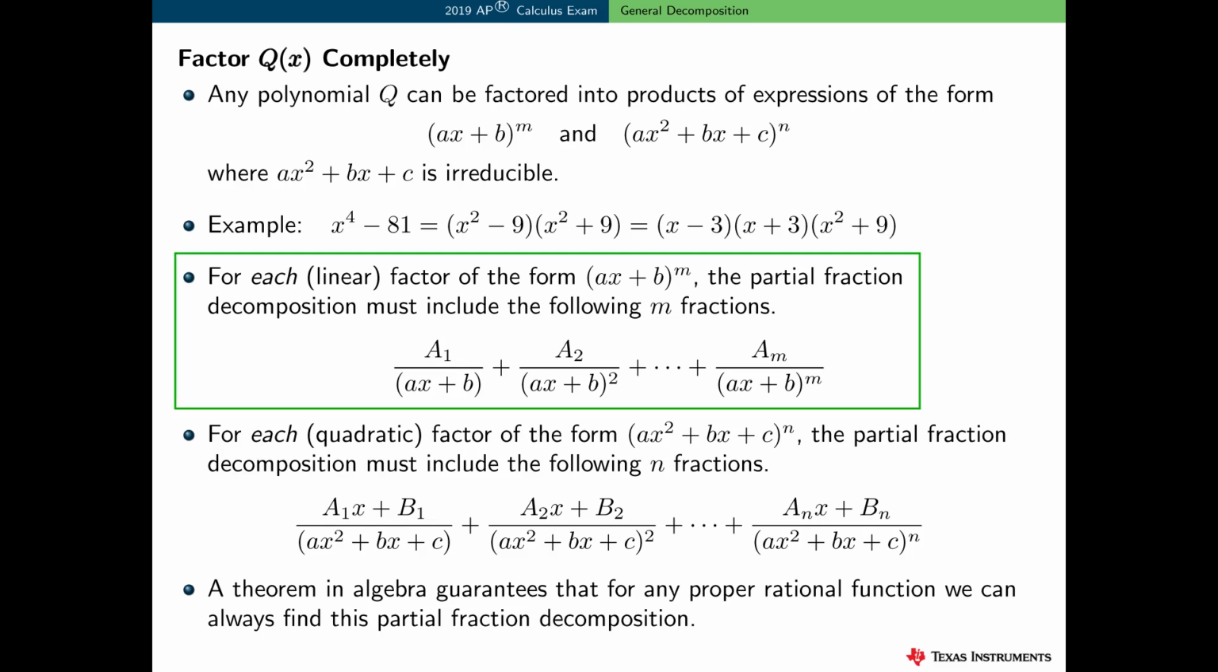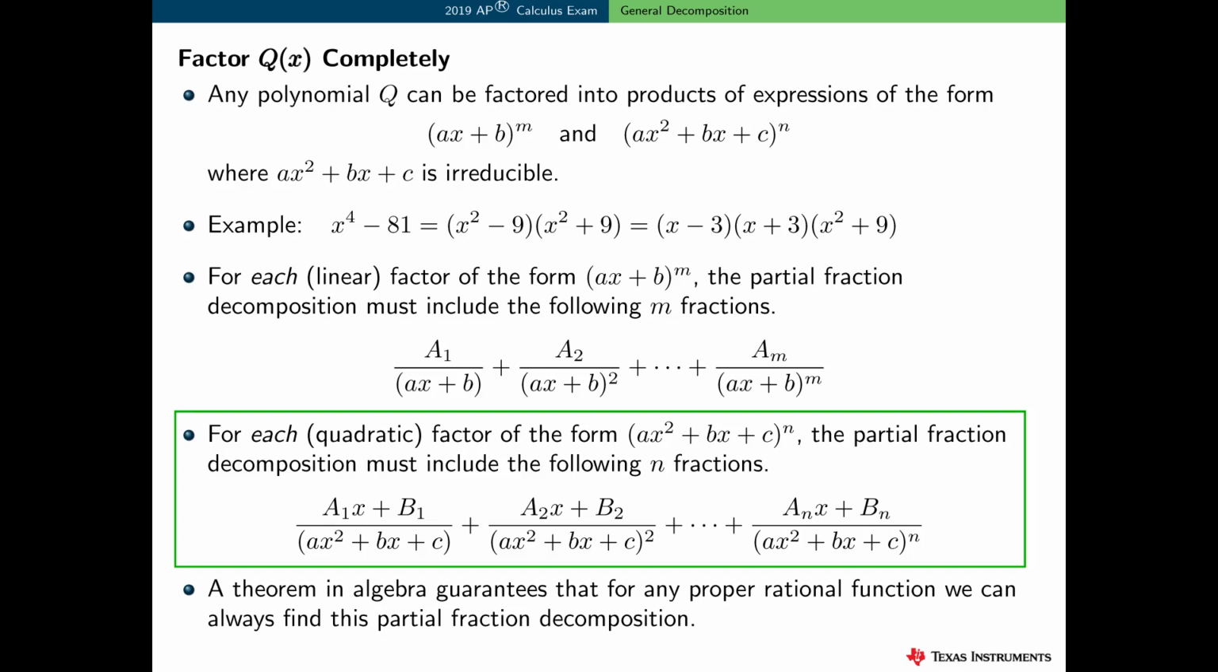For each linear factor of q of the form ax plus b raised to the m power, the partial fraction decomposition must include these m fractions. That is, each linear factor of the form ax plus b to the m contributes these m terms to the PFD. Now, some of the constant capital A's may be 0, but we need to account for or consider all m terms. Notice we don't know how to find these terms yet.